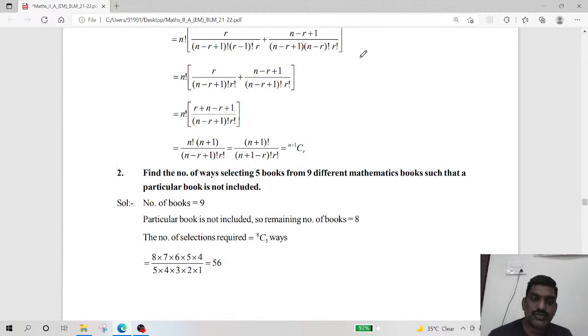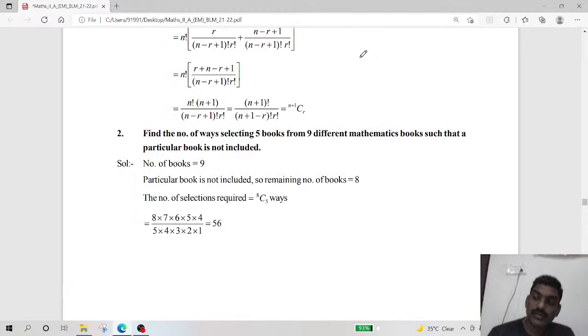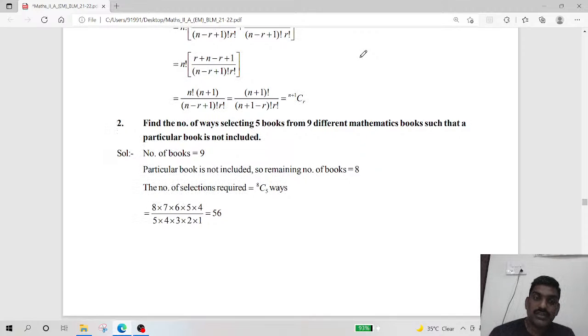Next one is question number 2. Find the number of ways of selecting 5 books from 9 different mathematics books such that a particular book is not included. Take out that particular book. Remaining how many? 8. Okay, from the 8 books we have to select 5, so 8C5. That's it. Next one.